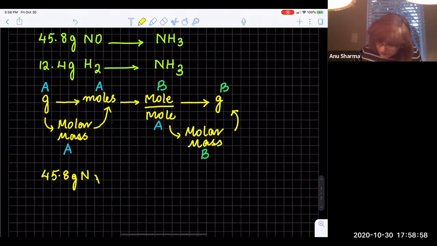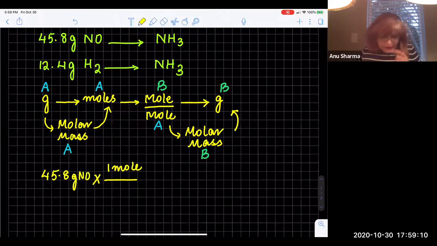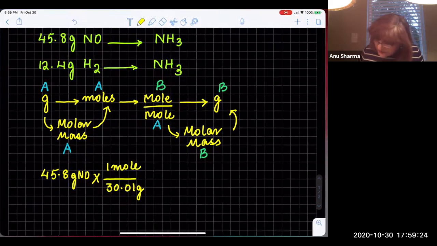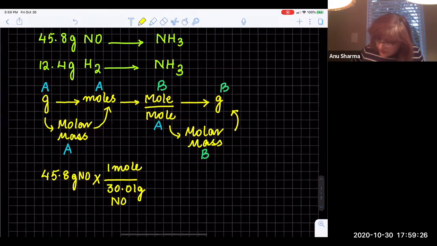So the first step is going to convert to moles. So 1 mole of nitric oxide, NO. The molar mass of nitric oxide is 30.01 grams. So that's for the nitric oxide, moles of nitric oxide. Next, you can proceed from here only.